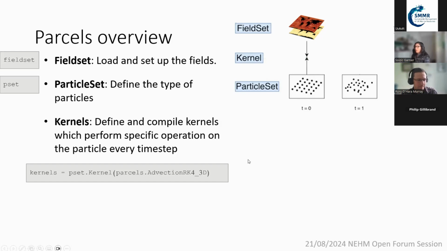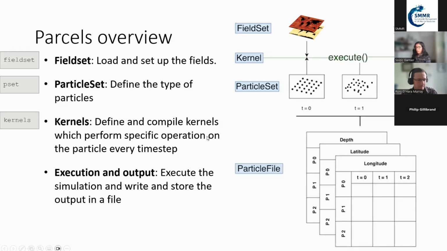There are some basic kernels that are already implemented in Parcels. So, for example, here I'm defining a kernel based on an internal kernel of Parcels, which is called AdvectionRK4_3D. So this is basically a kernel that will allow my particles to be advected following the Runge-Kutta scheme in three dimensions. So now that we have the kernel, we will be able to execute and output the simulation.